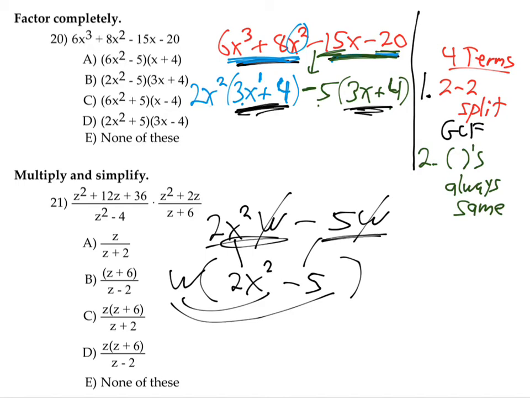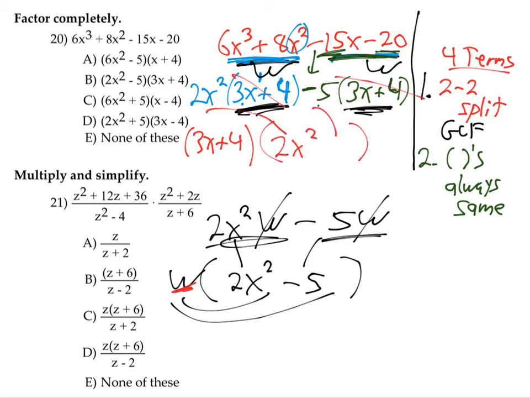Well, that's exactly what you do with the 3x plus 4. It's just a bigger w thing, right? They both have a parenthesis 3x plus 4. So put a parenthesis 3x plus 4 in the front, just like you put a w in the front. Remove it, start a new set of parentheses, bring down the 2x squared, the leftovers, and the minus 5. There we go. There's the factoring. There it is, B. Yeah, but backwards order, but same thing.